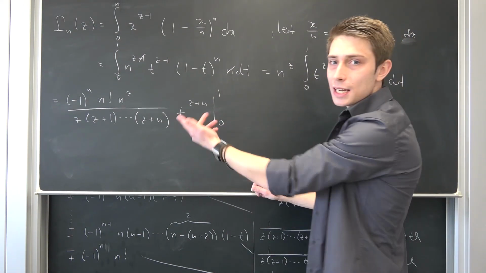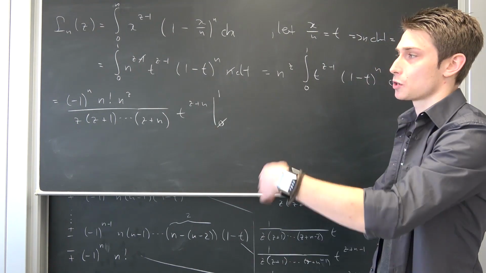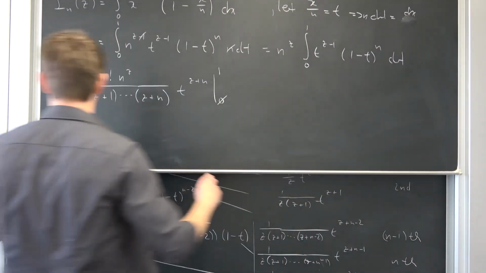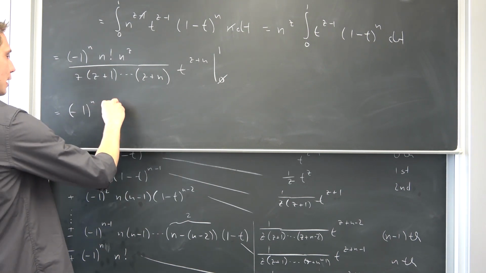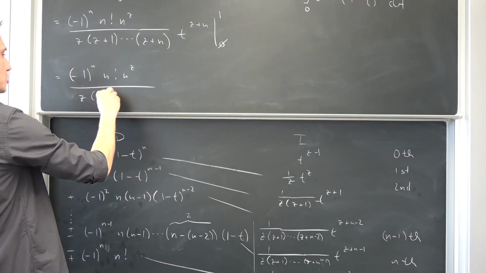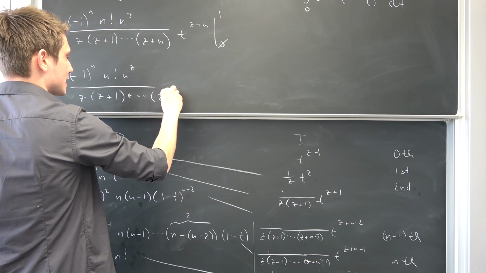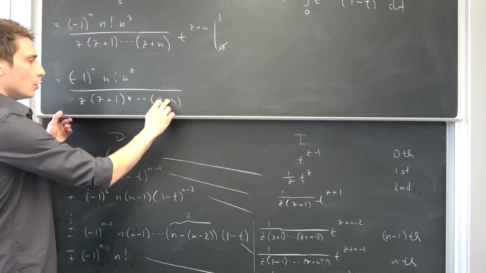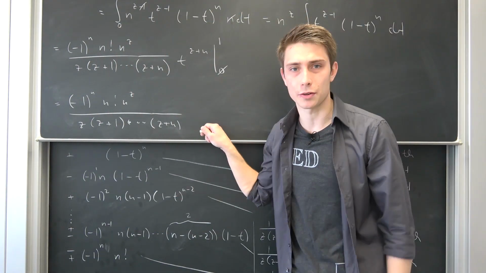If we plug 0 into here, like I said, it's going to vanish. If we plug 1 into here, 1 to any power is just 1. So that's good. We are going to get negative 1 to the nth power, n factorial, n to the z power, over z times z plus 1 times dot dot dot z plus n. Whew. The only real thing to take into consideration is our negative 1 to the nth power.